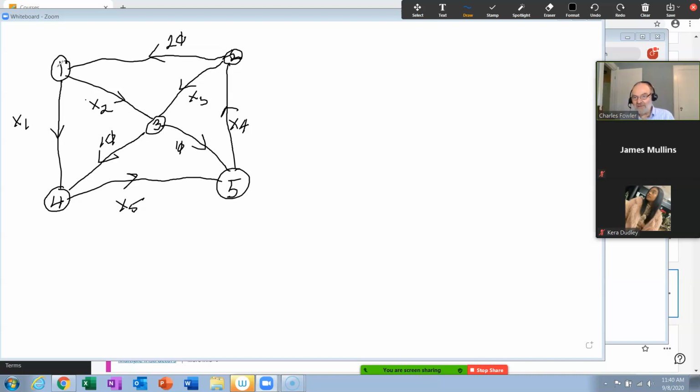So we know leaving junction 1 or node 1 here, x1 and x2 are leaving. Those are both leaving. We know that 20 is coming in, so x1 plus x2 has to equal 20. So there's our first equation. X sub 1 plus x sub 2 is equal to 20. Okay? There we've taken care of node 1 or junction 1.